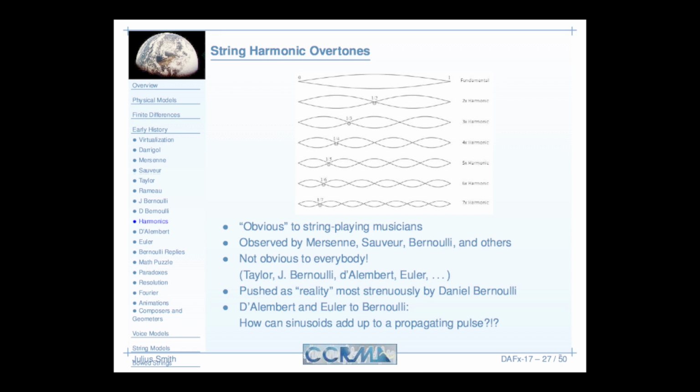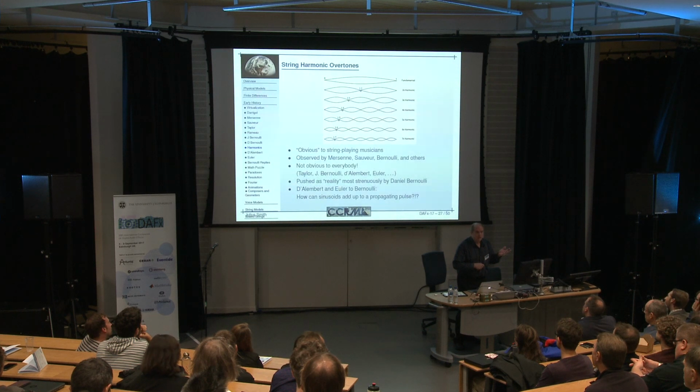They tried to see it scientifically and couldn't, and we see why. The person who really pushed this superposition of resonance was Daniel Bernoulli. And then D'Alembert and Euler just couldn't deal with that because it obviously couldn't work. How are you going to add up sine waves and get a propagating pulse on the string? This is before Fourier theory, where that just seemed completely impossible.